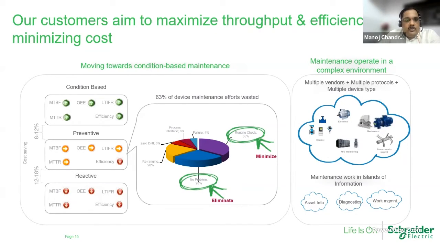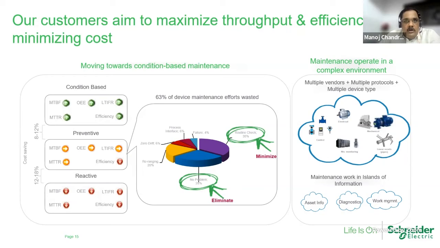What most of the industry is doing is moving into condition-based maintenance, in which almost all the major KPIs associated with maintenance, like mean time between failure, mean time to repair, overall equipment efficiency, injury rate, all these are in green. Also, when you move from reactive maintenance to preventive maintenance, there's a substantial saving involved. When you move from reactive to preventive, it's about 12 to 18%, and these are well accepted standards based upon various studies which are done. And when you move from preventive to condition based, you have 8 to 12%.